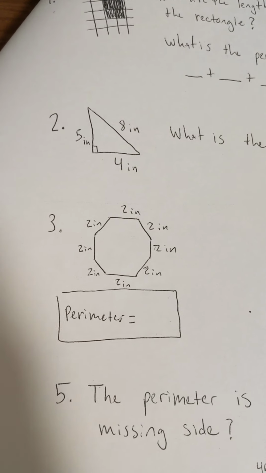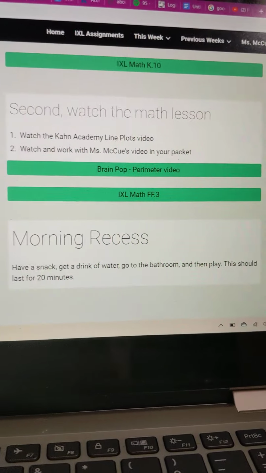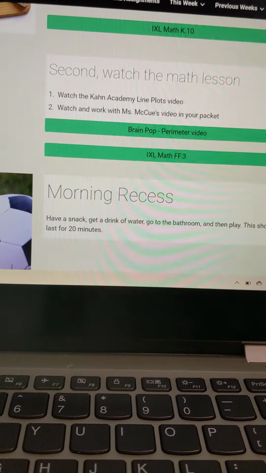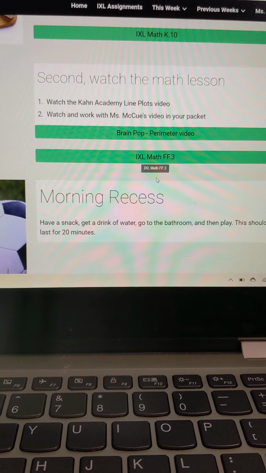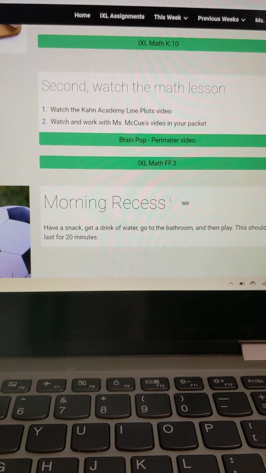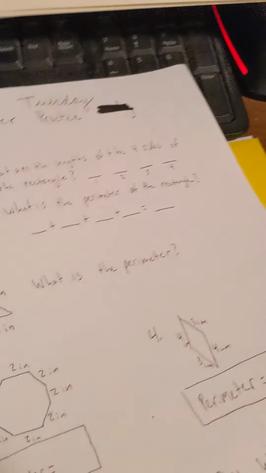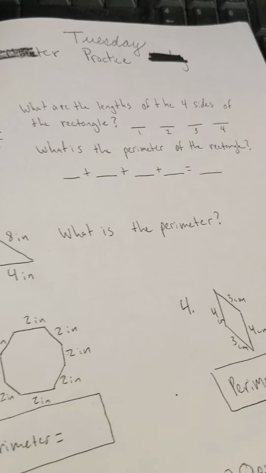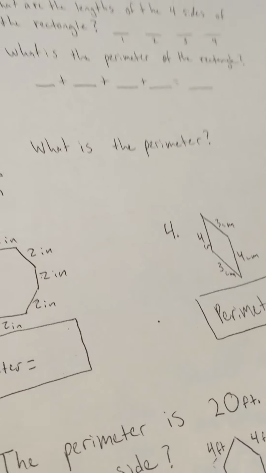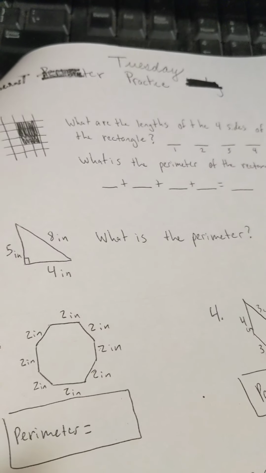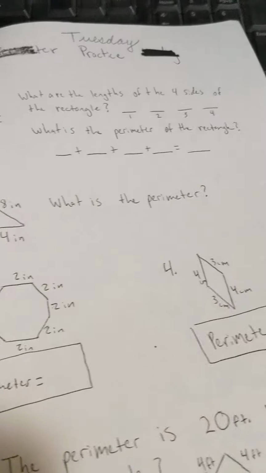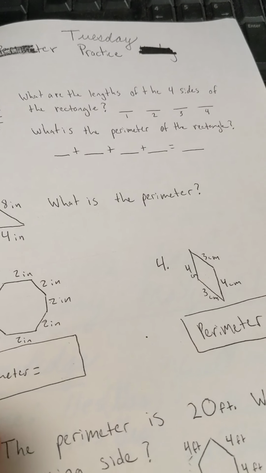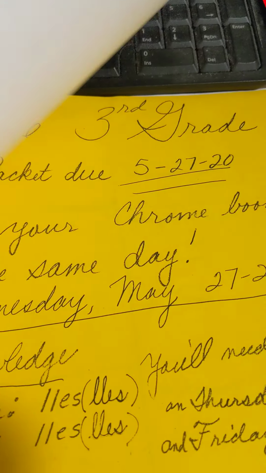It's about perimeter. So you should have just watched the Brain Pop perimeter video. It says second, watch the math lesson, and then it says Brain Pop perimeter video. When you click on that, it'll have you sign in, and the password is LLE, and the username is LLE, like it says in your packet. You can watch this video when you're done with that, but before you do your IXL.